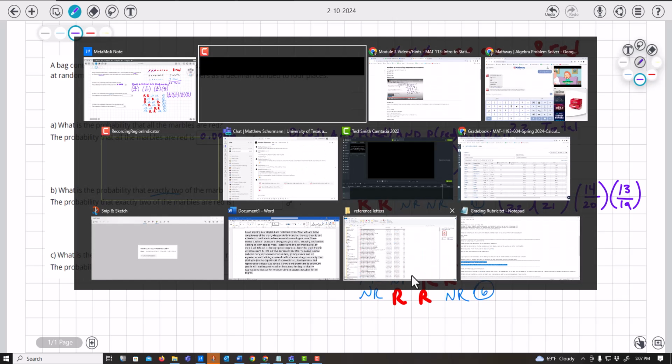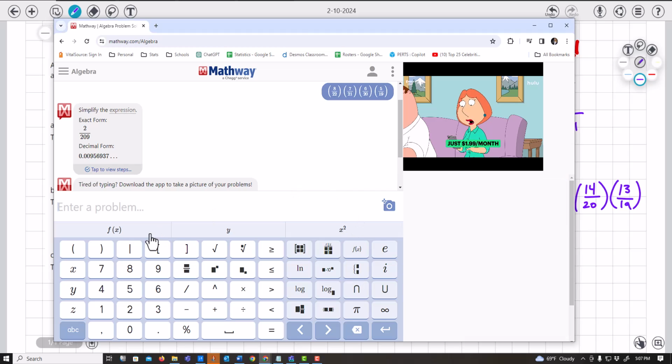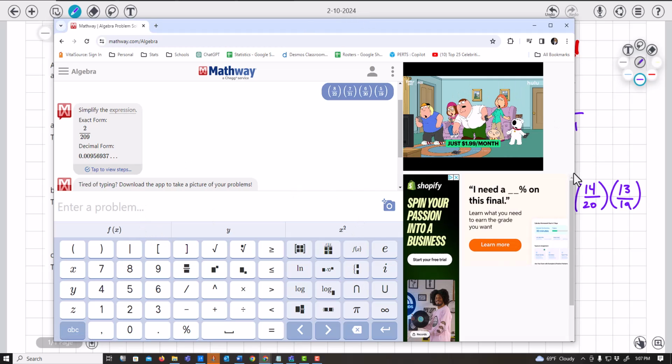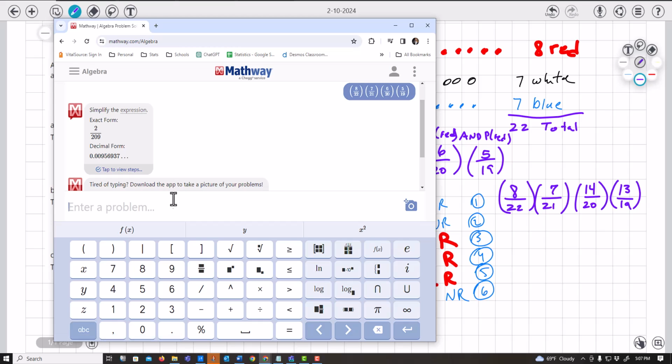So what you can do is you can take this value, get rid of Family Guy out of my way.